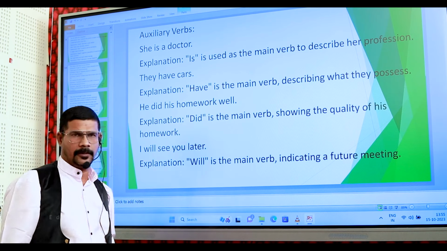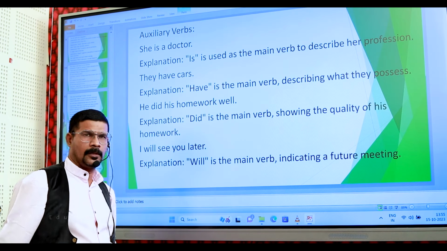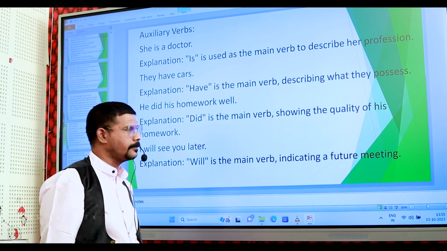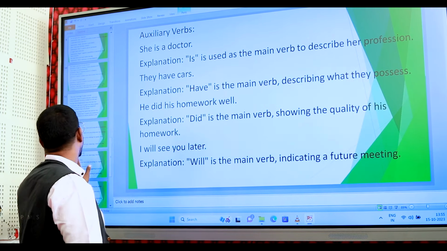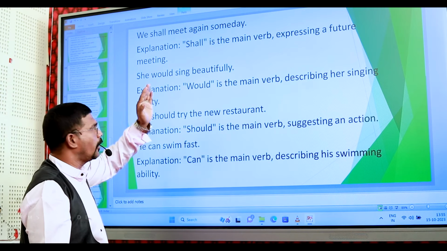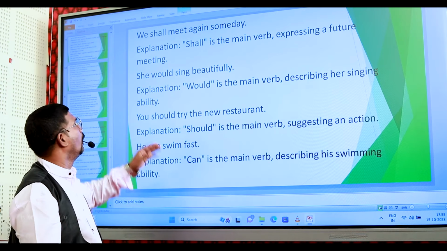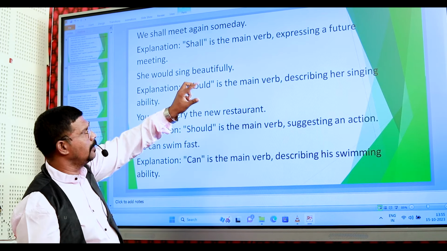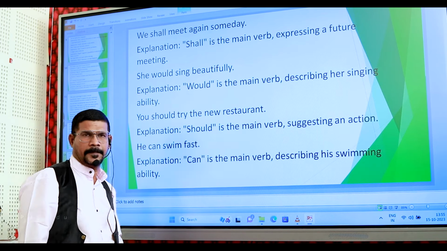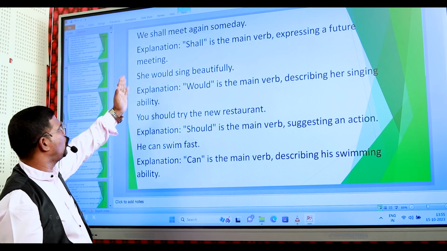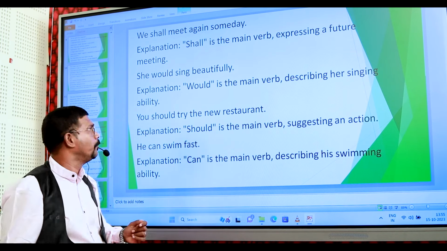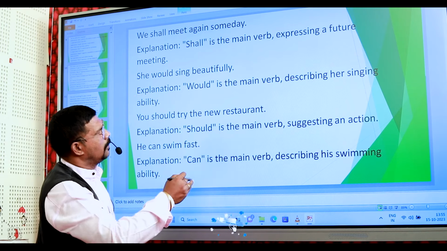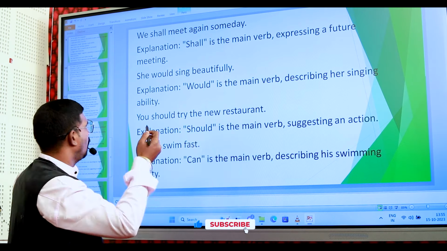I will see you later. Explanation: will is the main verb indicating a future meeting. We shall meet again someday. Explanation: shall is the main verb expressing a future meeting. She would sing beautifully. Explanation: would is the main verb describing her singing ability.